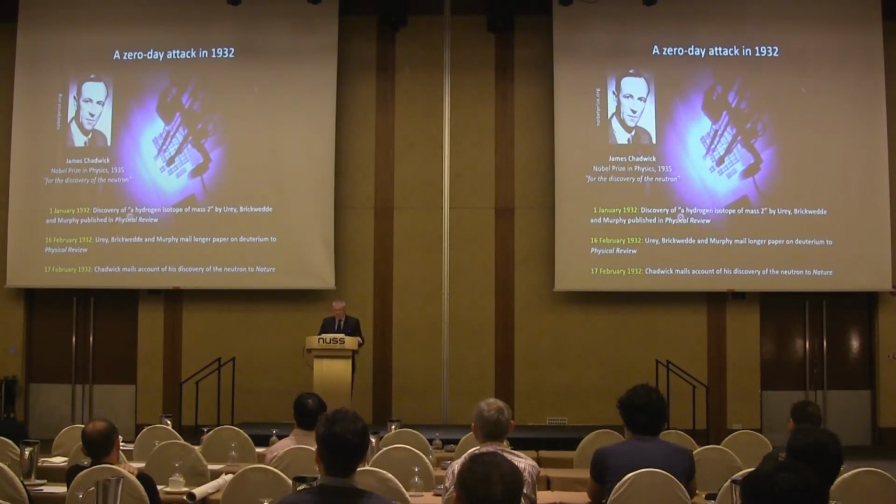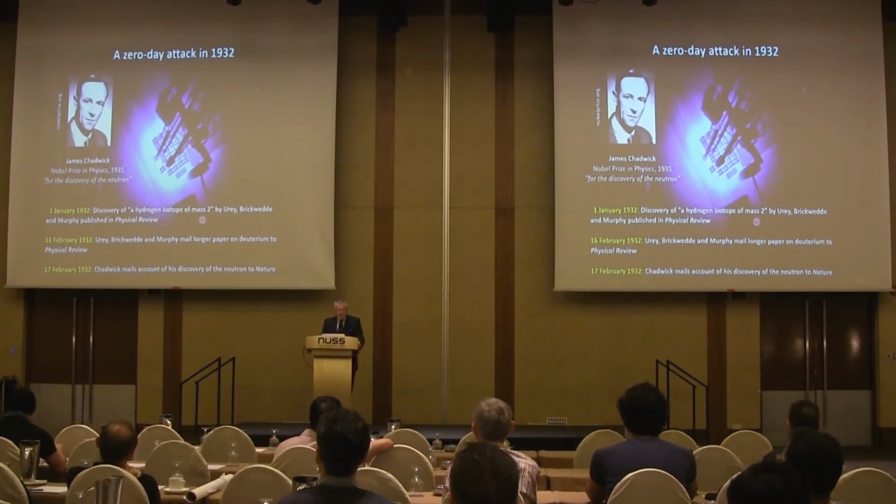It had never been seen in mass spectroscopy. And on New Year's Day, there was reported in the Physical Review the discovery of a hydrogen isotope of mass 2 by Harold Urey, Ferdinand Brickwedde, and George Murphy. Again, it was a report of a discovery of such an isotope by use of atomic spectroscopy. But once again, there was no foundational idea as to what constituted it, except it was sort of the simplest possible isotope.